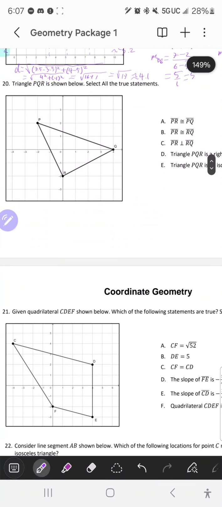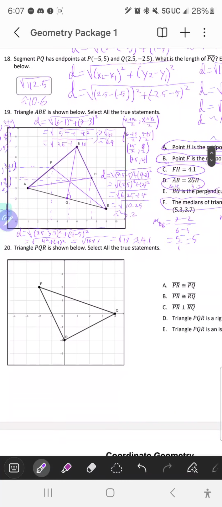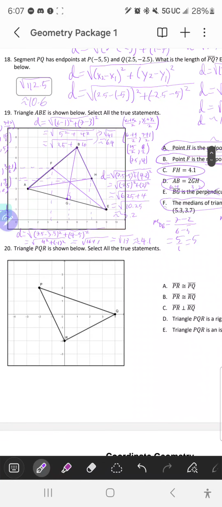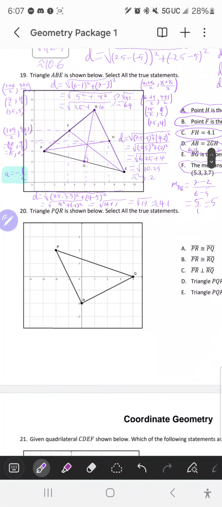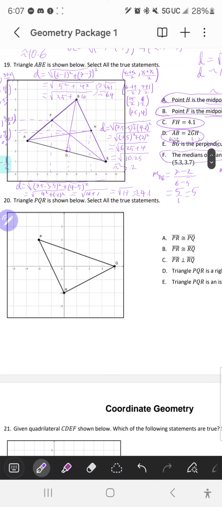First, this question is basically almost the same as the 19 one that was very long. So let's start. They say that PR is congruent to PQ, or basically equal to PQ. So let's calculate the distance for these two sides. Although from a simple look at the sides I can say that they are not congruent, let's still calculate the distance.